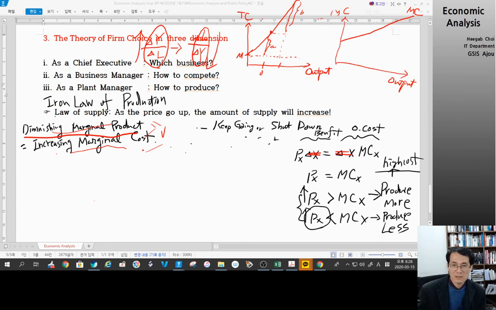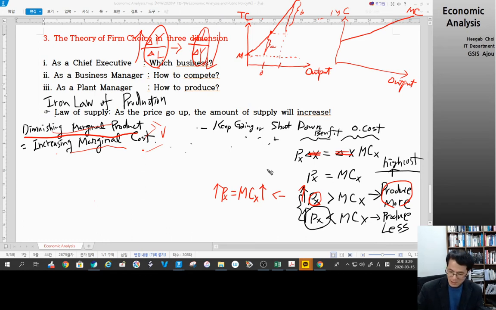Now, we have discussed this matter, right? When Px increases, everybody knows that as you produce more, it will incur higher cost. So when the price increases, the producer will what? Even though producing more will increase the marginal cost, because the price has increased, the producer has incentive to produce more, right? So as Px increases, what happens is that Px eventually equals MCx. This one will be higher too, right?